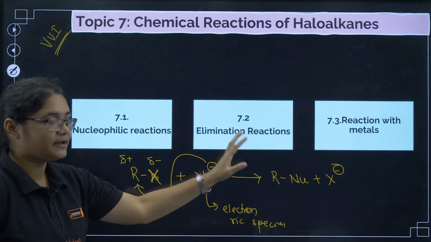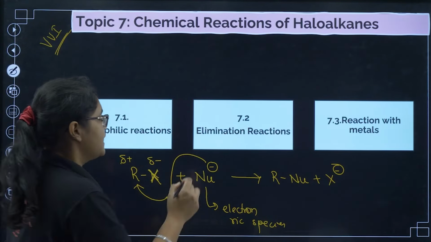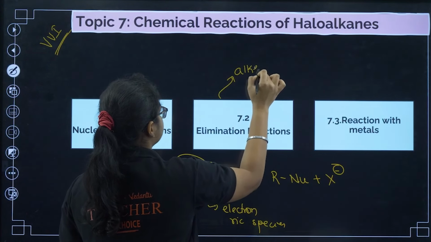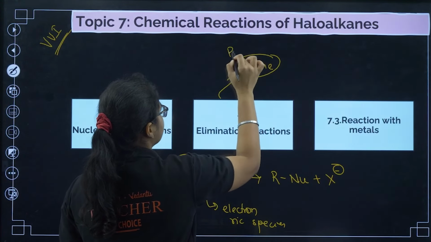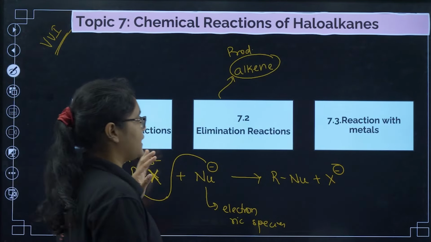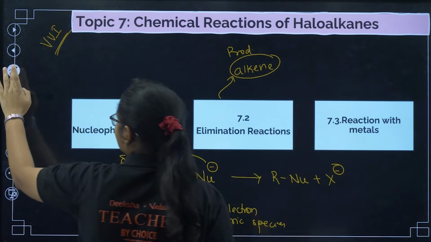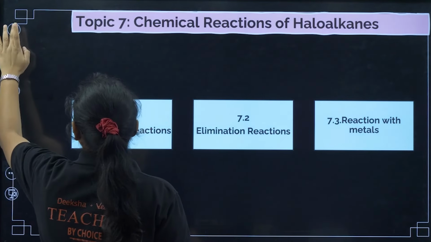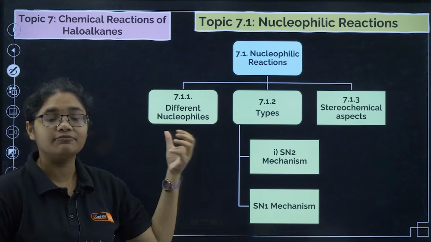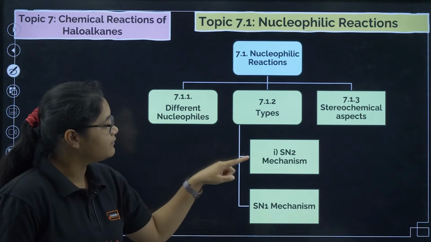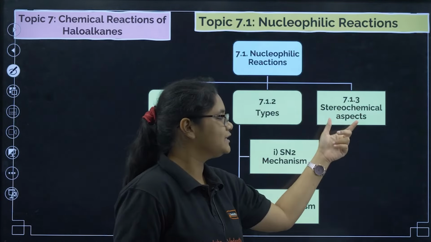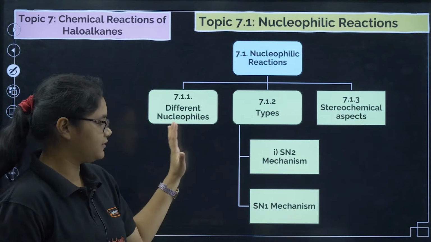Next we have elimination reaction, and then we have reaction with metals. In elimination reaction, always remember the product is an alkene. Now we will see the nucleophilic reactions, and we have many things to study under them. First we will talk about different types of nucleophiles, then types of nucleophilic reactions, and then the stereochemical aspects. These 3 are very important.